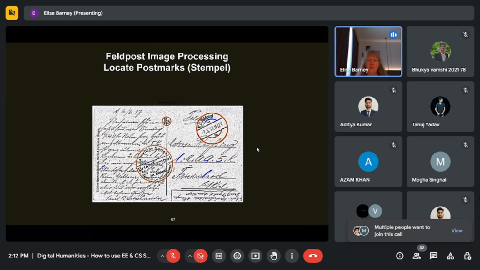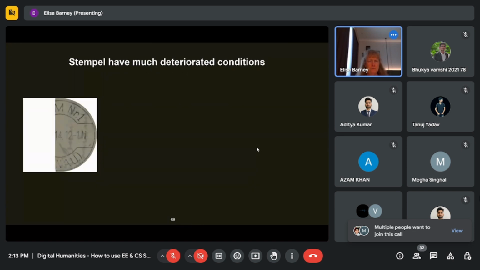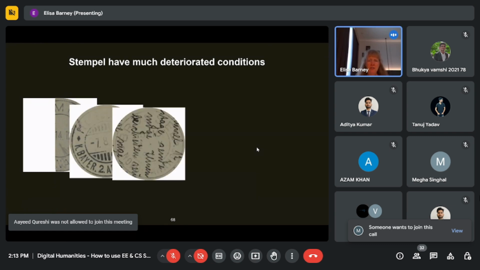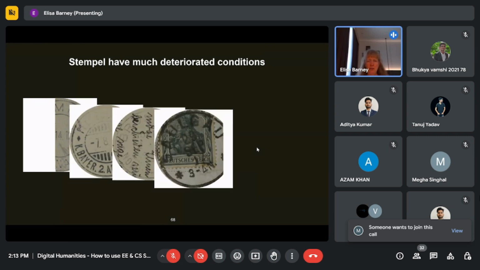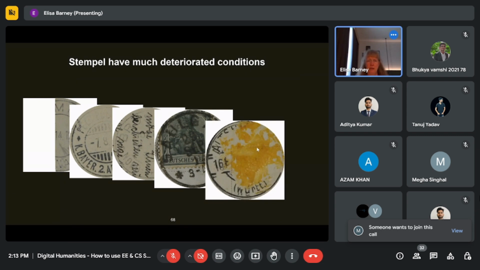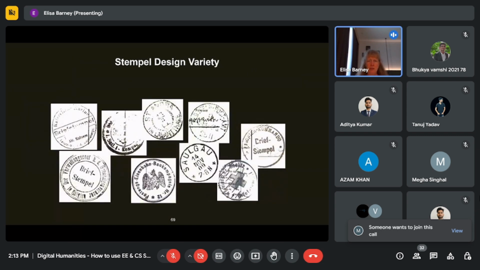So from that, we can extract where there are cancellation marks on the page, and we can then extract those cancellation marks. And those in German are called Stempel. They have a lot of different conditions, usually quite poor conditions, for many different reasons. But some of them are in a little bit better condition, and they have a lot of design variety. And this is what they really want to study if you're a historian: what sorts of shapes the stamps existed in and who was using which one.